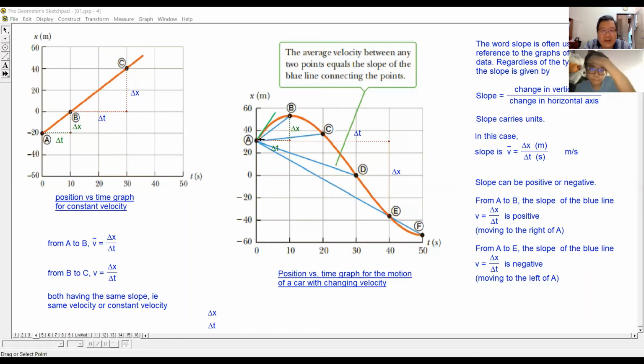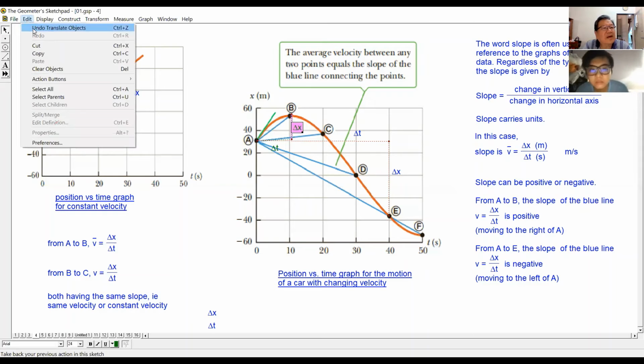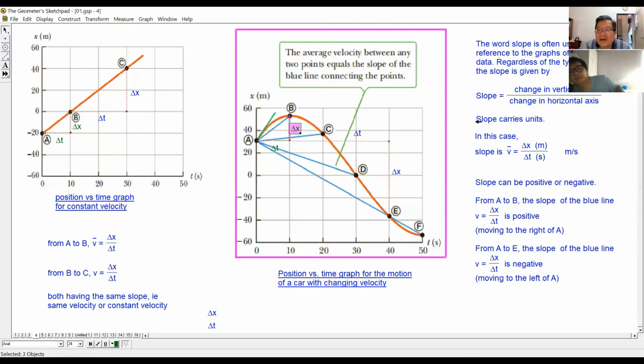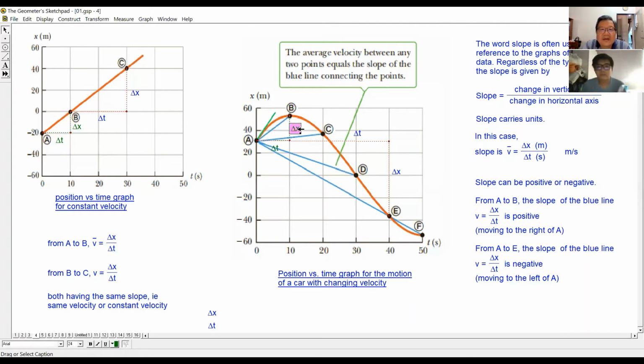Okay, they connect A to B. Can you see that this line is my delta x? Okay, this will be clearer. So this dotted line here is the delta x between A and B.